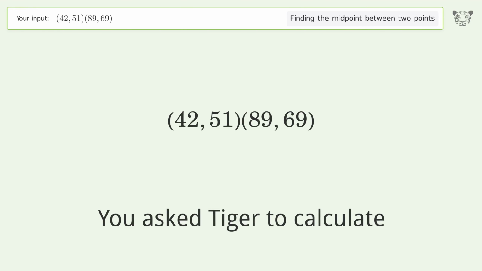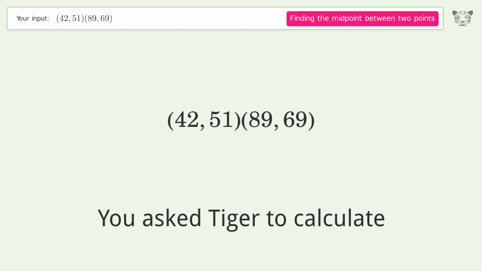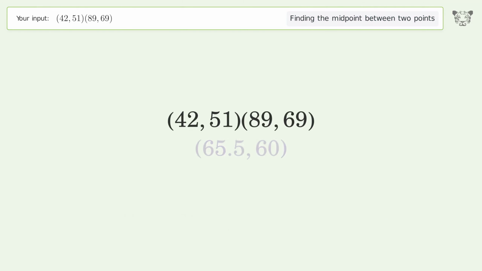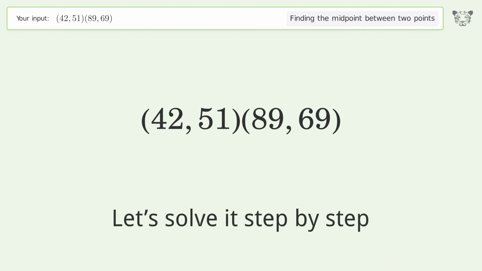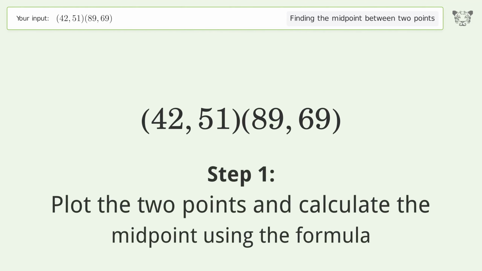You ask Tiger to calculate. This deals with finding the midpoint between 2 points. The midpoint between the 2 points is 65.5, 60. Let's solve it step by step. Plot the 2 points and calculate the midpoint using the formula.